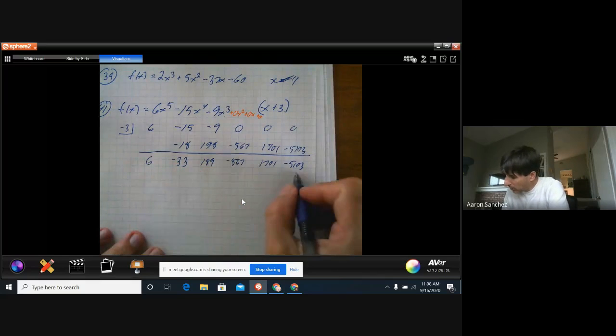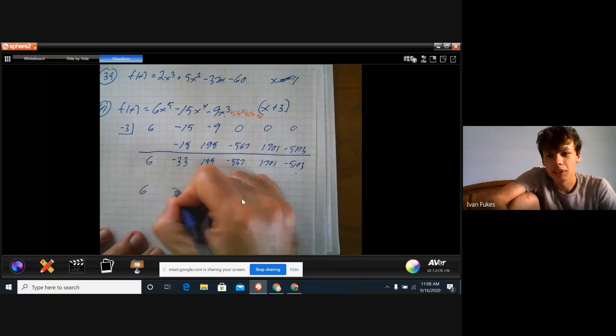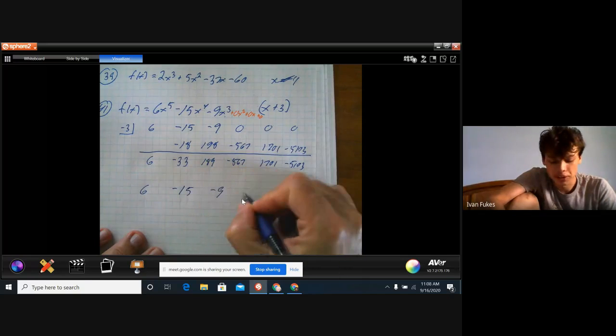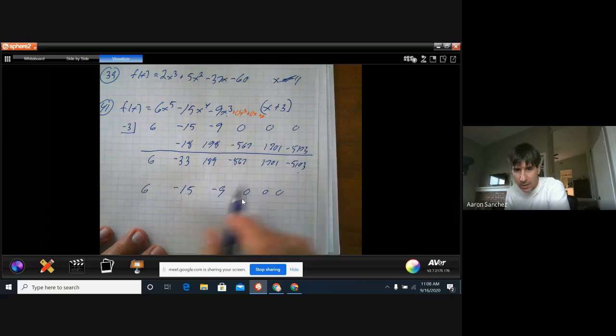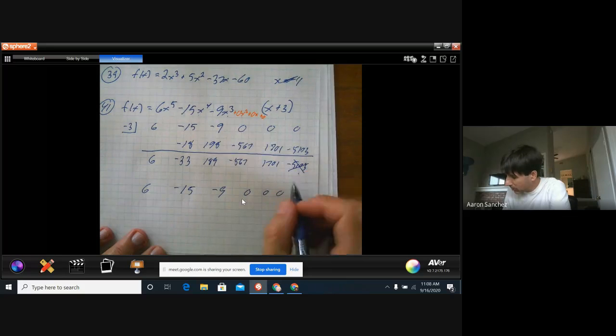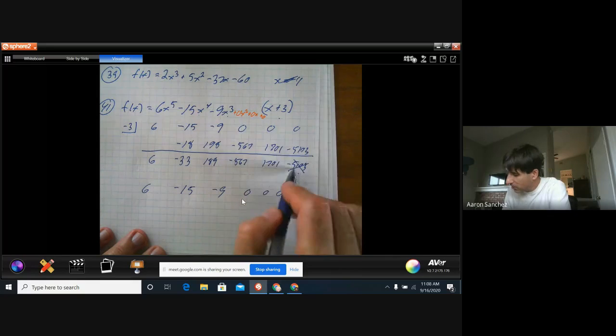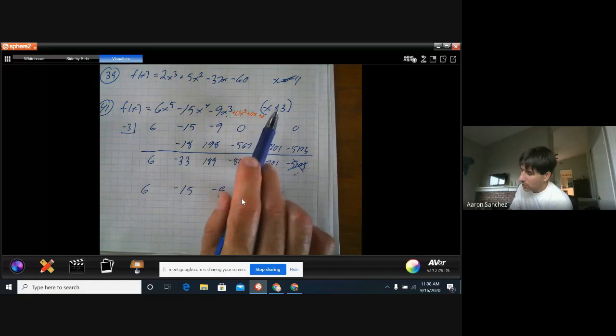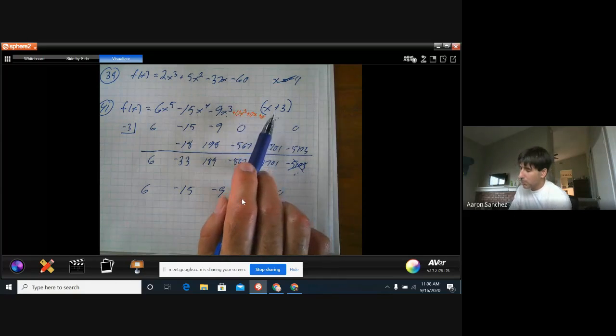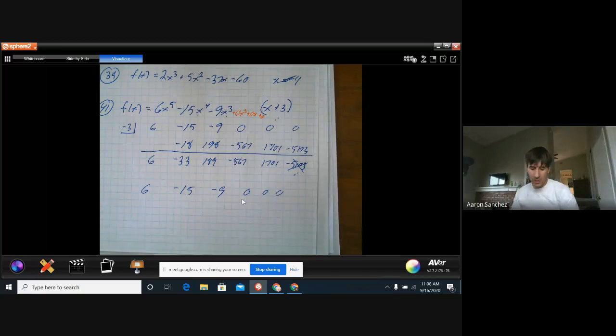Did anyone get 0 then here? No, it's still a big number. Okay. So anyway, this should be 0. If it's not, it's not a factor. If it is 0, then it is a factor. Basically it's divisible. If you can divide it, that means x plus 3 is perfectly divisible by it, and it's one of the factors.